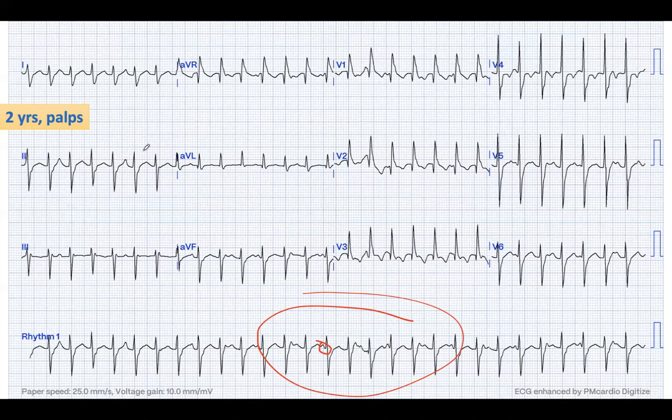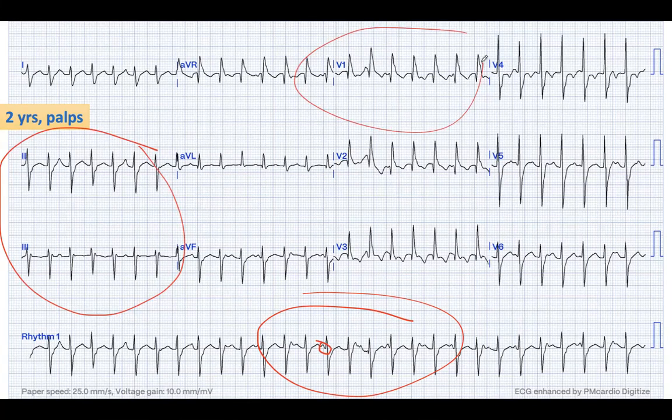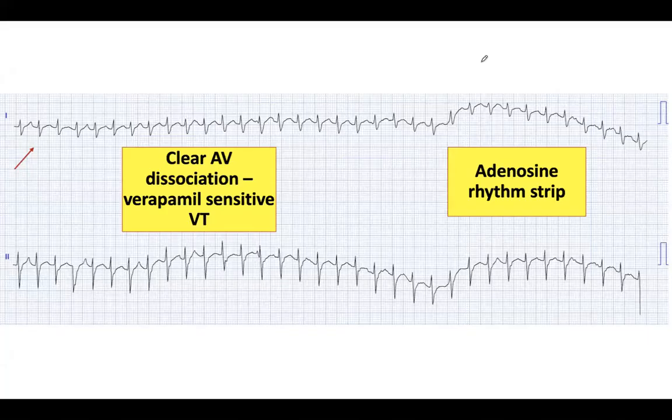And then, another thing you might recognize is that the axis is a right bundle with a superior axis. This might be suggestive of fascicular VT, okay? Which has different implications in terms of prognosis plus therapy, okay? Usually it is very verapamil sensitive, okay? So for that patient, someone gave adenosine, and there is obviously no termination because we already knew it was VT to begin with, okay? So this is the adenosine rhythm strip without termination, as expected, okay? Make sense, guys?